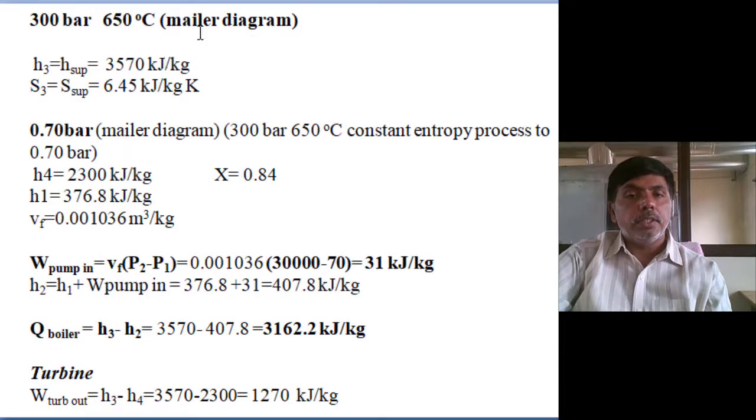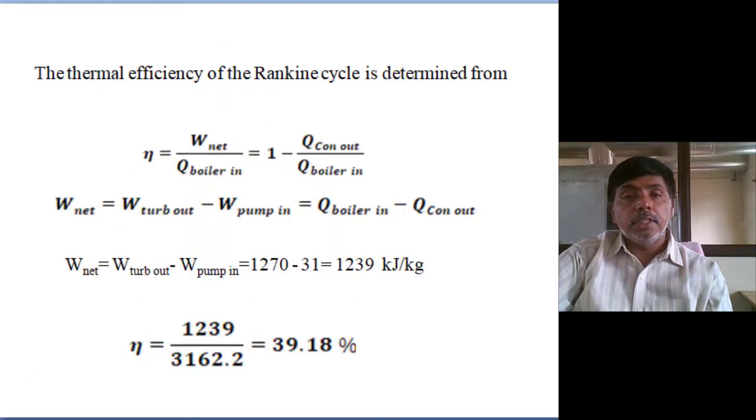Same thing I explained. From the Mollier diagram, mark the points and move down to 0.7 bar, and vertically extract the H4 value, and that enthalpy gives the drainage fraction value. If the problem asks for the drainage fraction, here itself the drainage fraction is coming 0.84. Then the pump work input, Vf into P2 minus P1, and the enthalpy. Then the boiler heat input is 3162.2 kilojoules per kg. The turbine work output is 1170 kilojoules per kg.